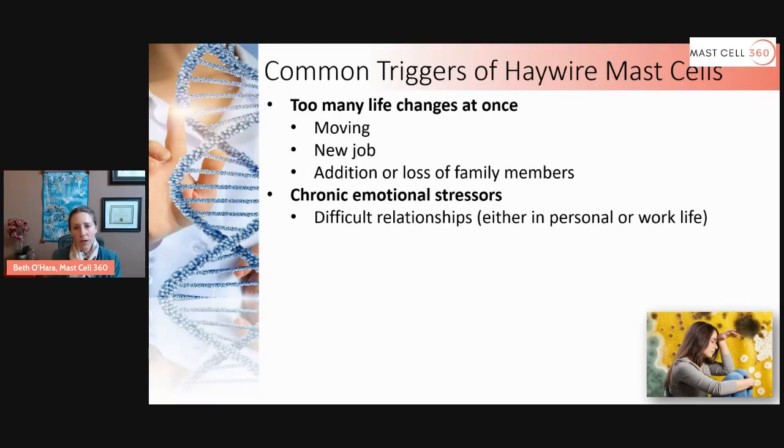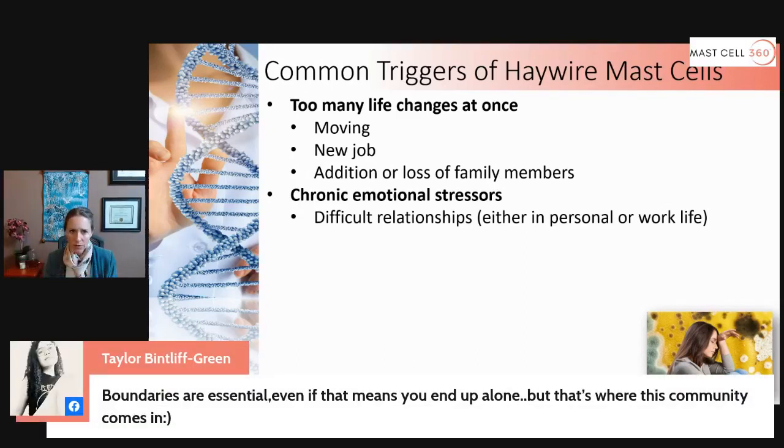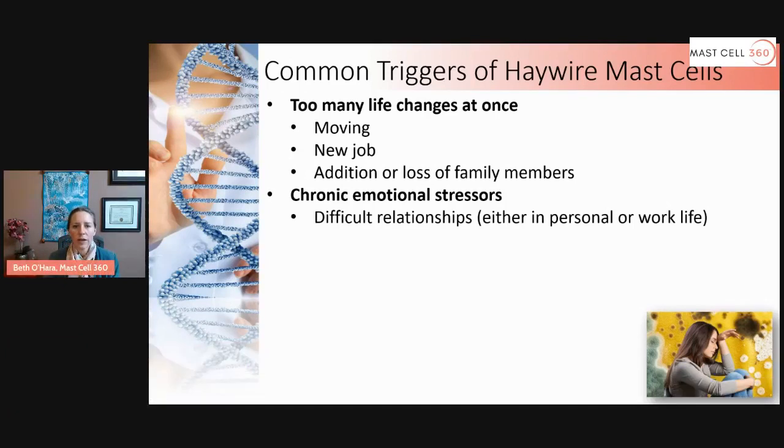Healthy and with boundaries. So yes, thank you, Taylor, with boundaries. That's very important as well. And I just want to share this from Taylor. Boundaries are essential, even if that means you end up alone, but that's where this community comes in. That's exactly right. And I want to be able to give you guys a container for that kind of community. It's so important for us in our healing.